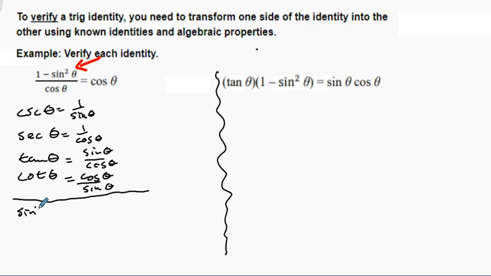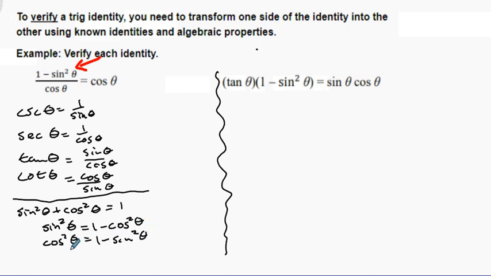Then you've got your sine squared theta plus cosine squared theta. It doesn't matter what order you write it in, right? Sine squared theta equals 1 minus cosine squared theta, and then the other one equals 1 minus sine squared theta. And then we have our tangent and cotangent. So 1 plus tangent squared theta is equal to secant squared theta, because they both have that cosine in the denominator, and then 1 plus cotangent squared theta is equal to cosecant squared theta.